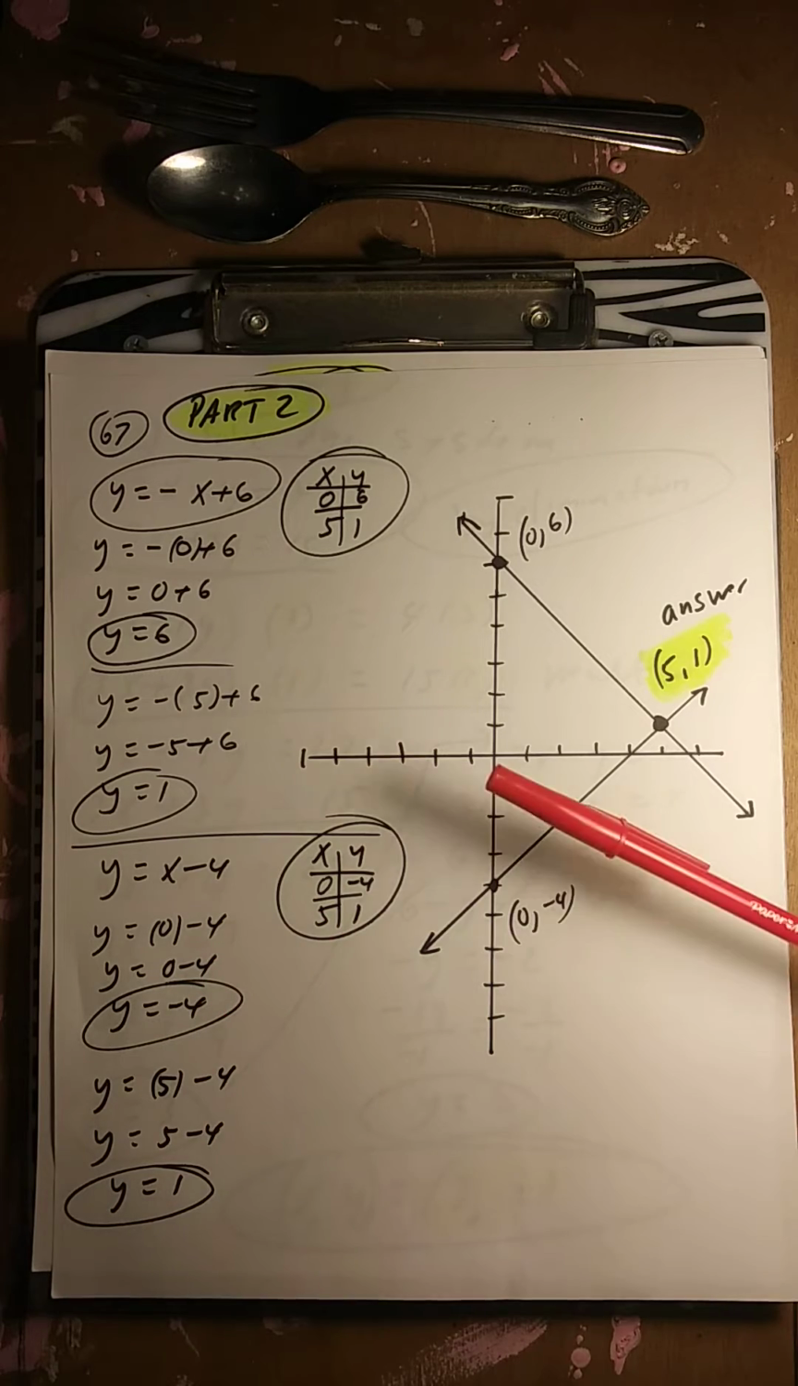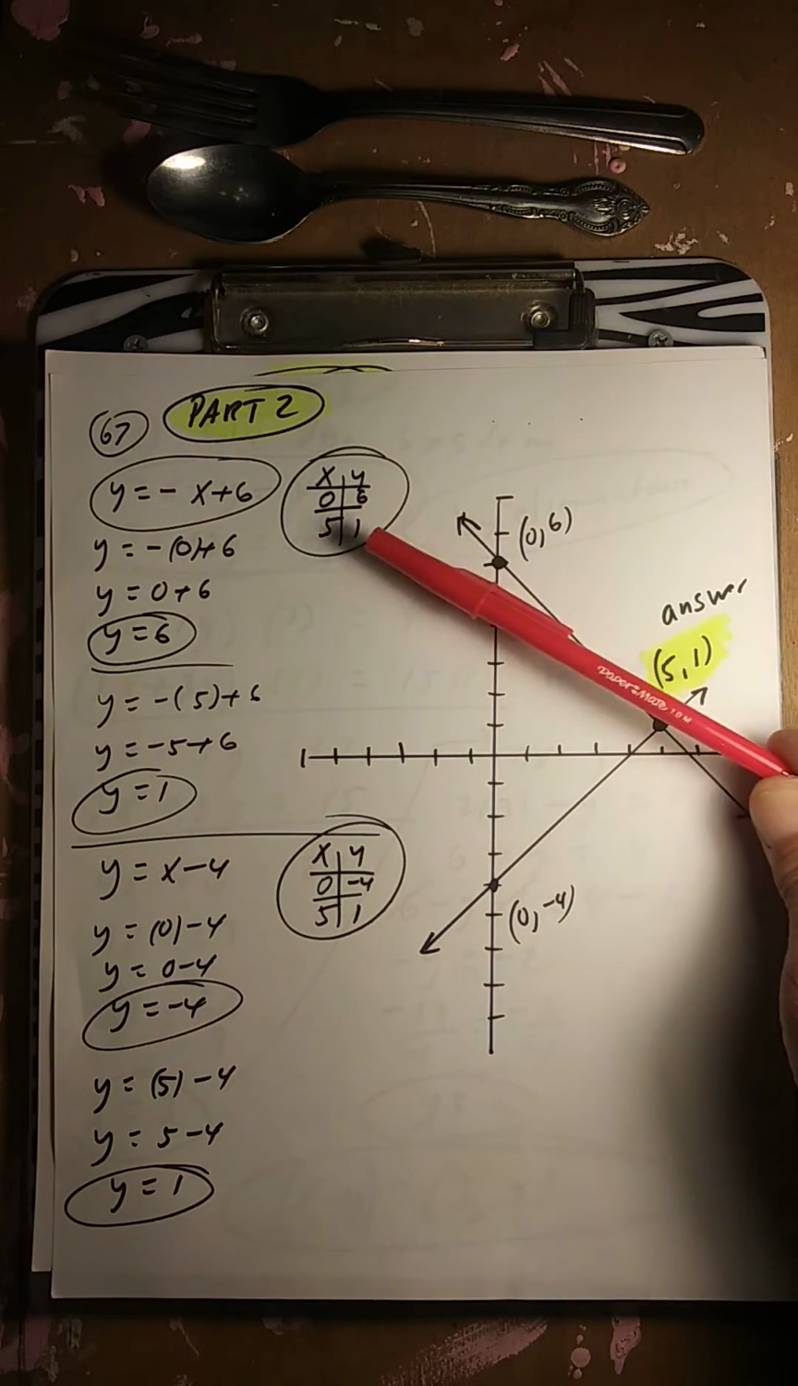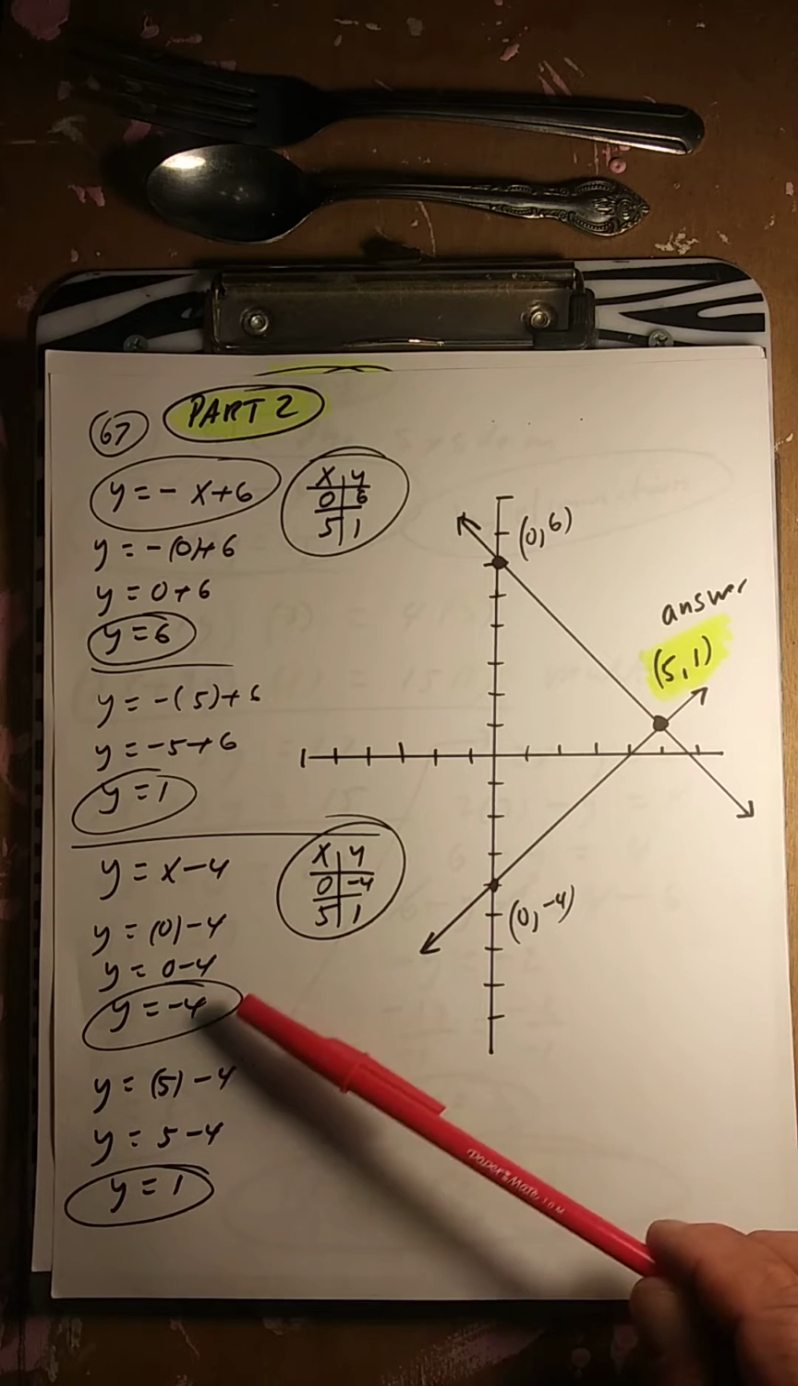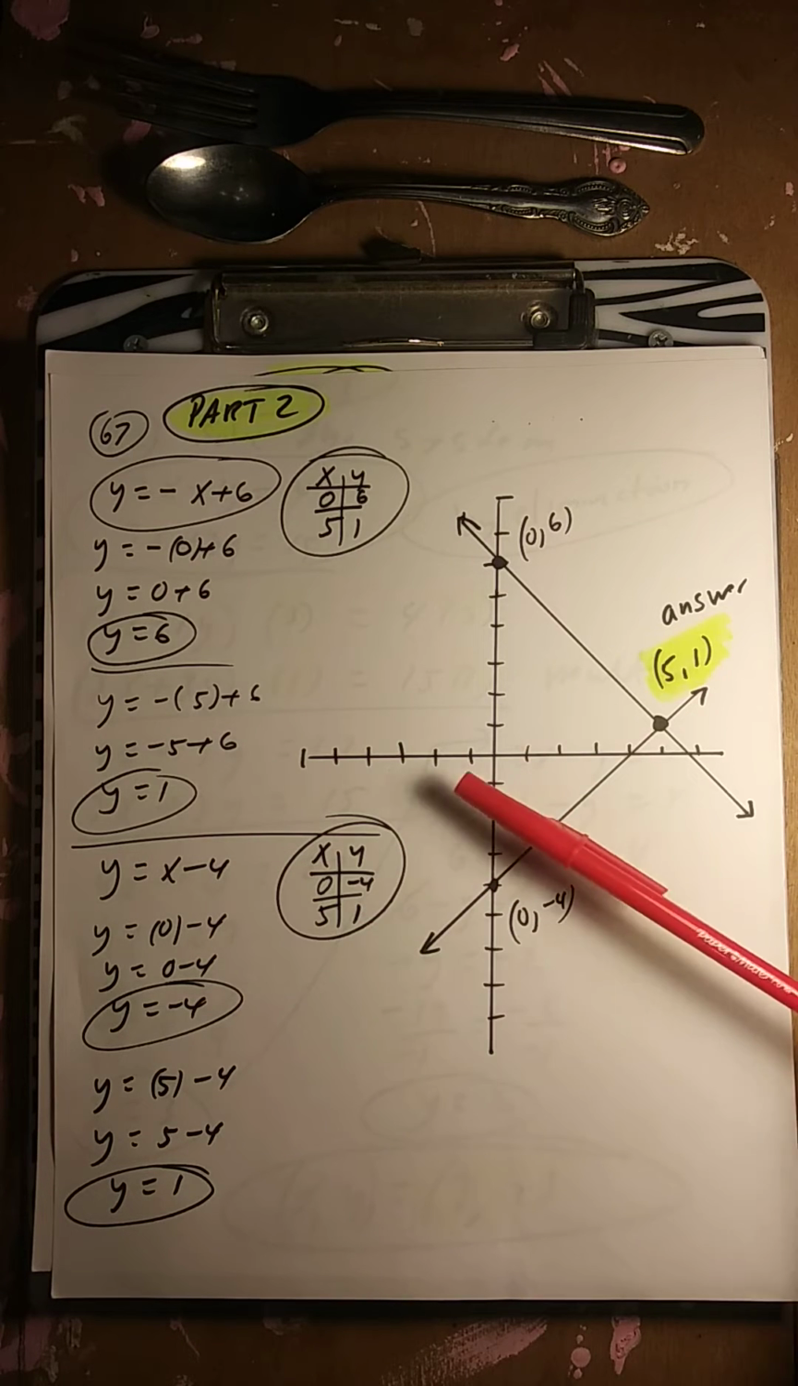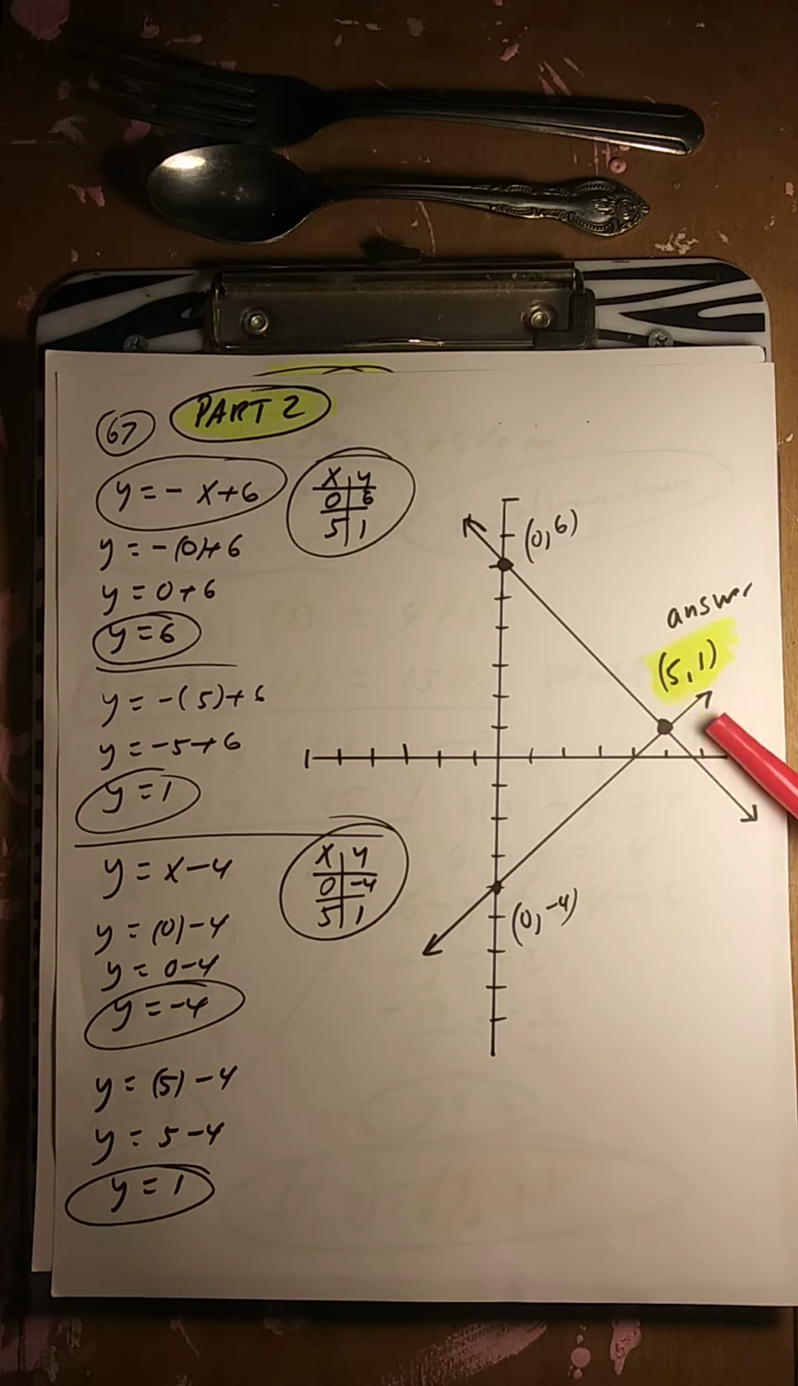Notice we have the points 0, 6, and 5, 1. And we have 0, negative 4, and also 5, 1 again. They intersect right there, 5, 1. So the answer is going to be what? 5, 1, just like before, like part 1.